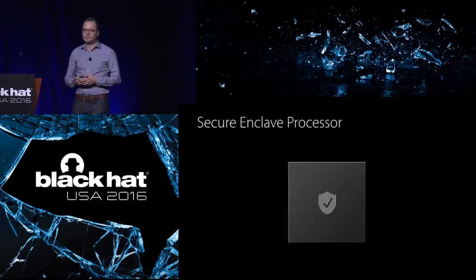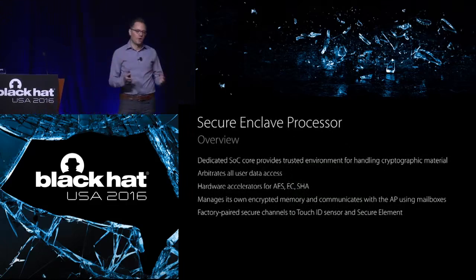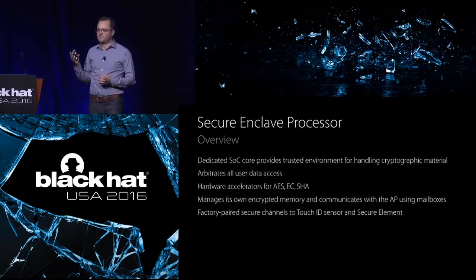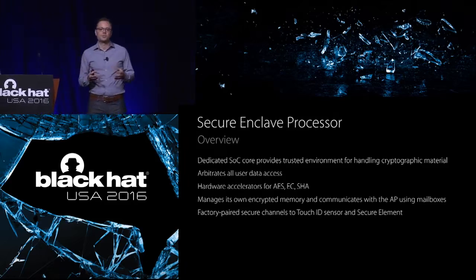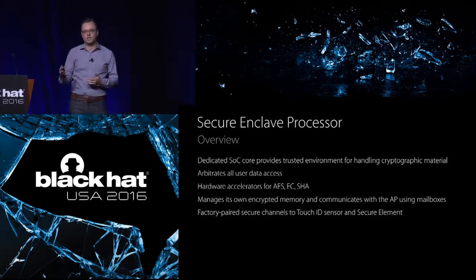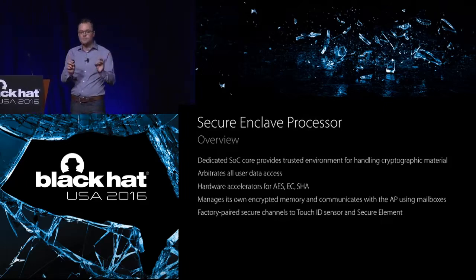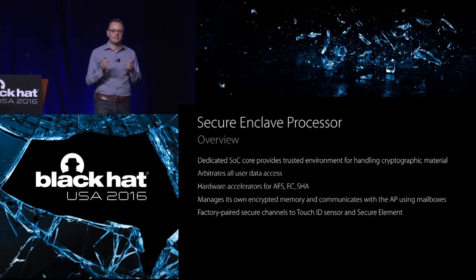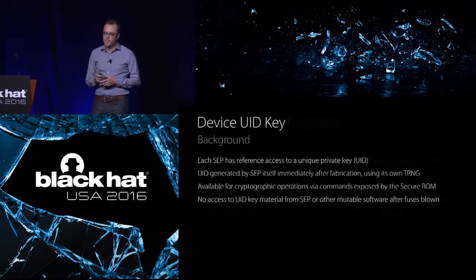So the way we set out to do this is we introduced the secure enclave processor, which is dedicated silicon running a small trusted computing base that serves as our cryptographic coprocessor. It has hardware-accelerated crypto on it, and is the arbiter of all user data access on these devices. It has its own encrypted memory, and has a very narrow interface with which it communicates to the normal AP. And in the factory, we actually do key pairing so that the SEP has secure channels to both the Touch ID sensor and the secure element, which is what's used for Apple Pay transactions.